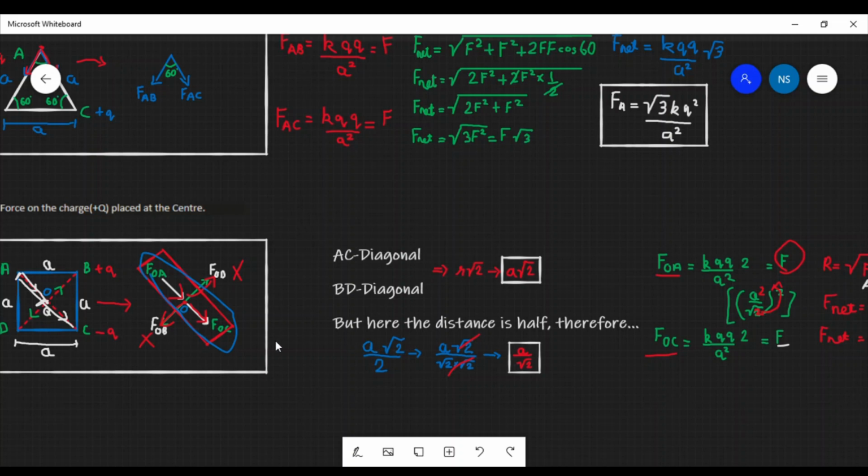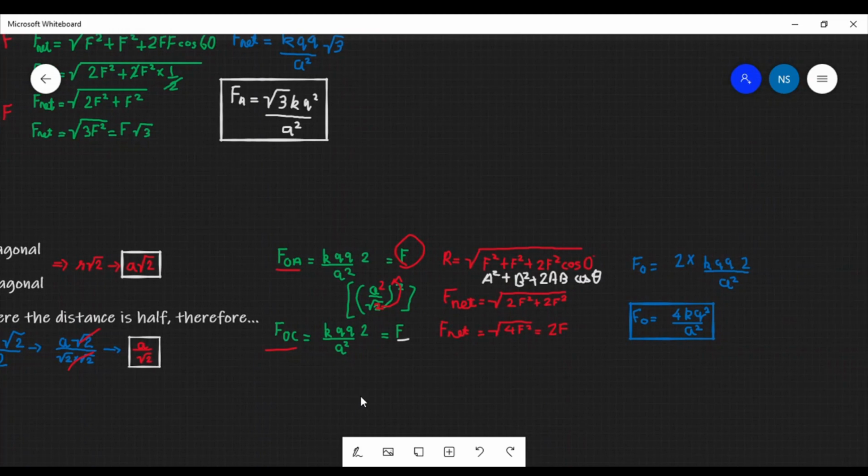Also we must remember that the diagonal of a square, or the length of the diagonal, is given by A root 2, and since we only need till the center, we can divide that by 2 and get A by root 2, and the remaining procedures are again similar.